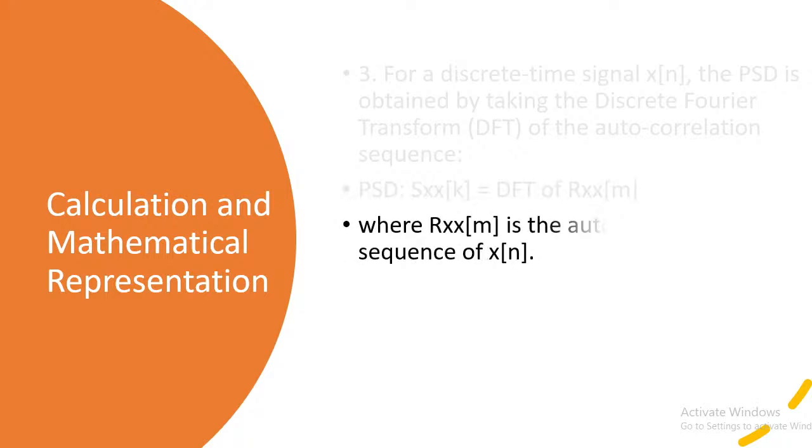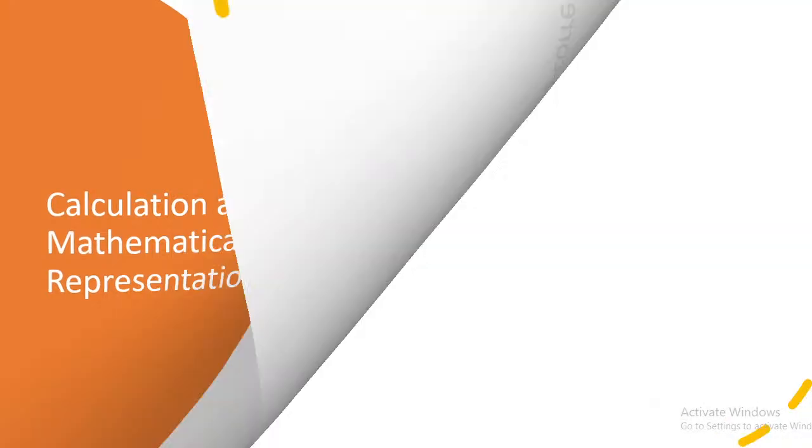Rxx is the autocorrelation of the sequence x[n], x[n] being the discrete time signal.